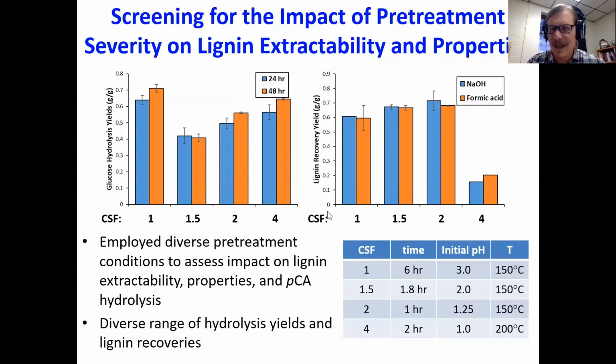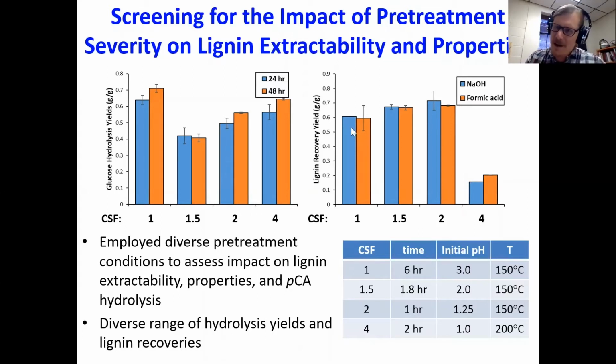And so I guess the highlight from this, on the right side, you can see these are actually different combined severity factors, but there were a lot of things changing at the same time, initial pH, and the temperature that we tested these at. So most of these were at 150, and this extremely severe condition was at 200. We just wanted one extreme condition. That resulted in very, very poor extractability of the lignins, I think, because these were much more char-like.